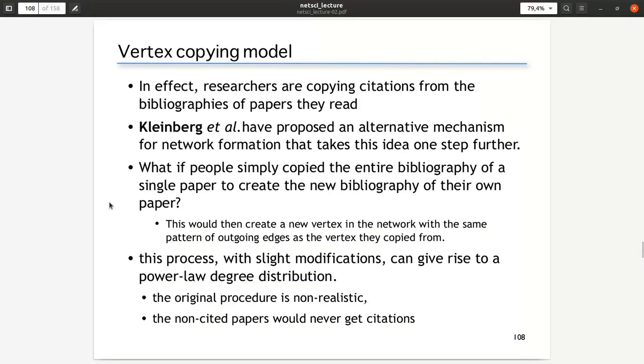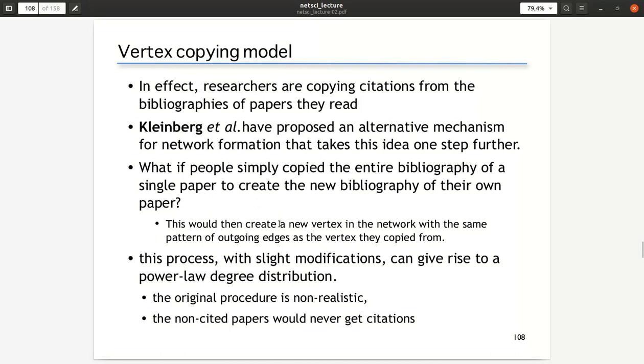And the idea is that in the setup, if we imagine that all the researchers would just take the bibliography, so the list of references of papers they read, then the whole procedure would not be really creative, from the network formation point of view, because the new paper would get the same kind of out degree, and not only in terms of number, the out degree as a quantity, but also qualitatively would make the same pattern of outgoing edges as the vertex whose references they copied.